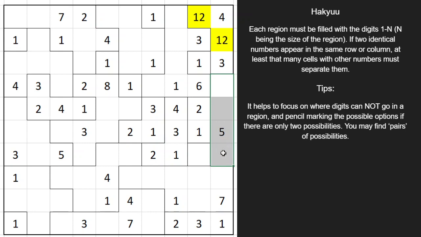Let's go to 5-cell regions now. This is a 5-cell region. This 3 blocks those cells. And this 3 blocks those cells. So the 3 for the 5-cell region must go there.